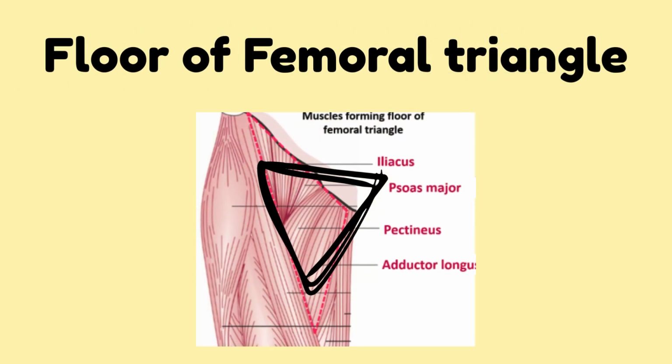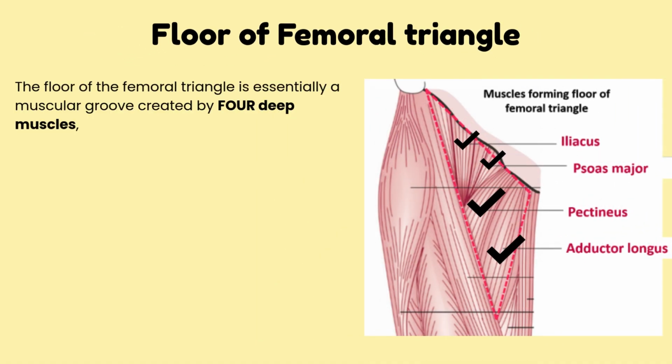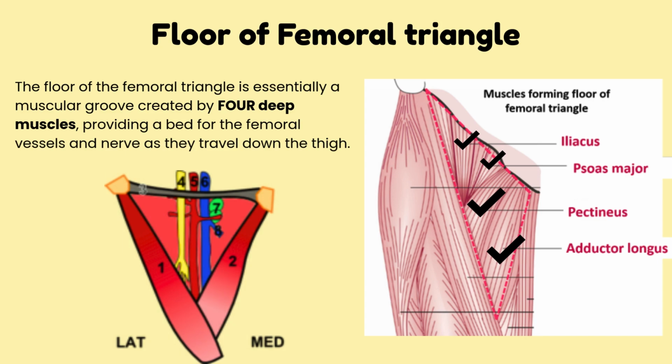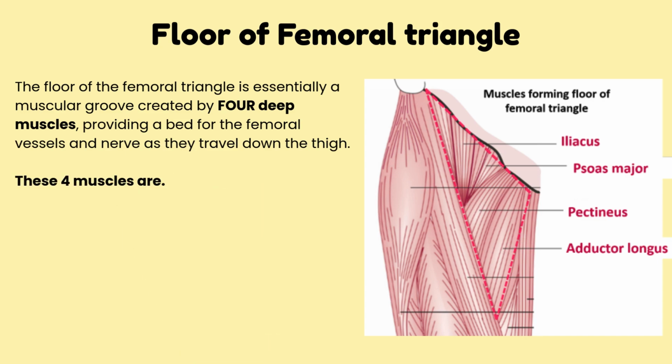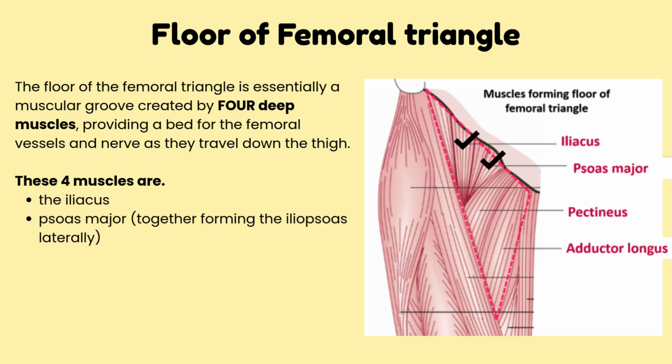What is the floor of femoral triangle? The floor of the femoral triangle is essentially a muscular groove, created by four deep muscles, providing a bed for the femoral vessels and nerve as they travel down the thigh. These four muscles are the iliacus muscle and psoas major, together forming the iliopsoas laterally, Pectineus muscle, and Adductor longus muscle.